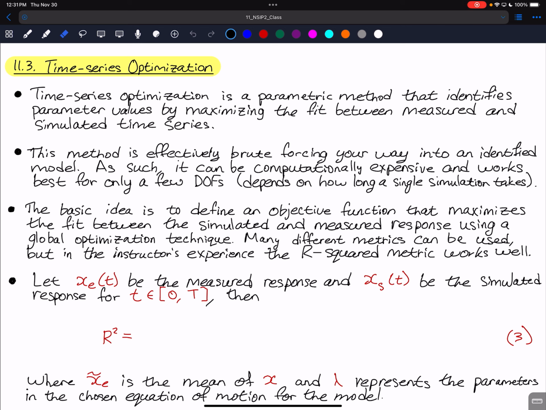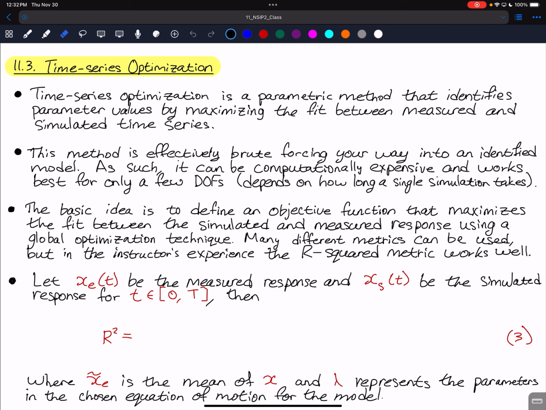So the basic concept with time series optimization is it's a parametric method that identifies parameter values simply by maximizing the fit between a simulation result and a measurement. This is a very brute force way of finding your way into some model that reproduces that response. You typically need to know something about the physics to do this because you have to select a model a priori before running this kind of optimization.